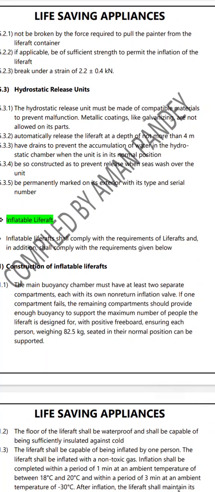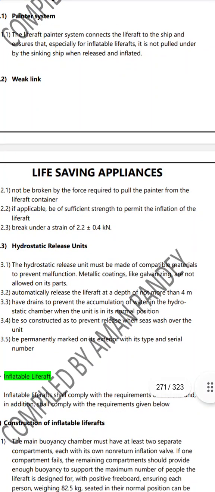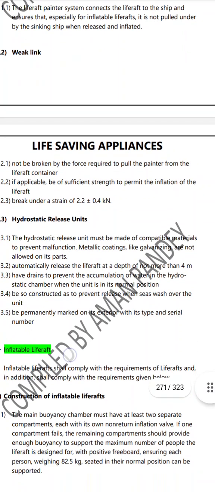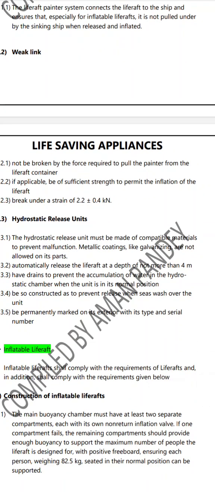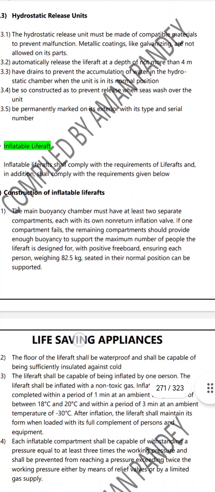And what about the hydrostatic release unit? The hydrostatic release must be made of compatible material to prevent malfunction. It is not allowed to automatically release the life raft at a depth of more than 4 meters. The weak link must not be broken by the force required to pull the painter from the life raft, but must be sufficient to permit the inflation of the life raft. And hydrostatic release unit, inflatable life raft.